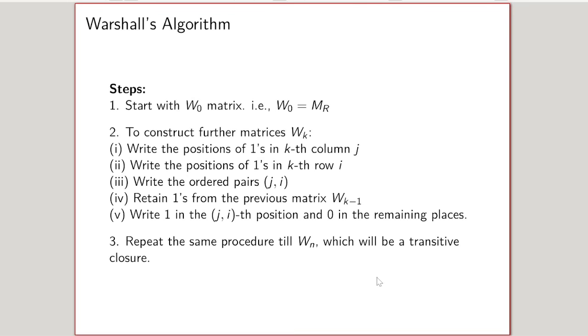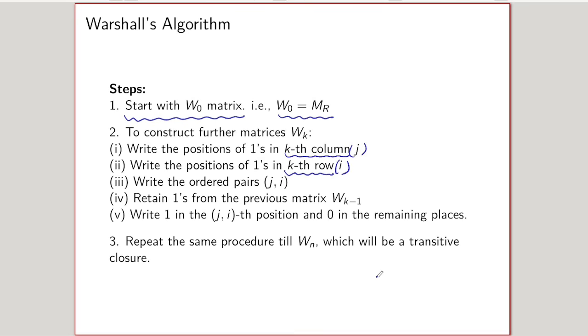These are the steps in Warshall's algorithm to find the transitive closure. We start with the W naught matrix. W naught is nothing but the given matrix representation of the relation. To construct the further matrices W1, W2, W3, etc., these five steps are important. We write the positions of 1 in the kth column and name them J. Next, we write the positions of 1 in the kth row.